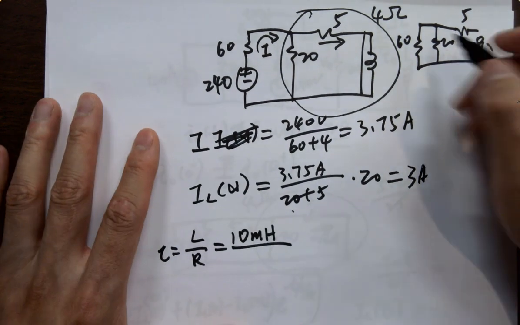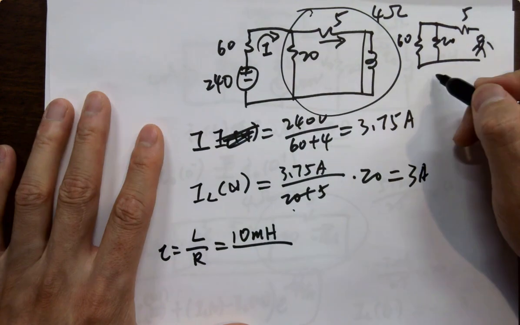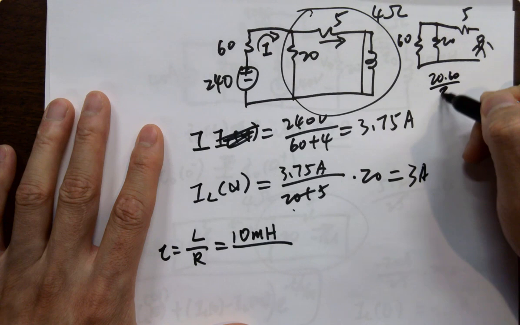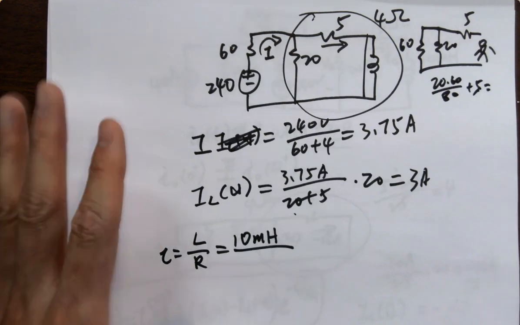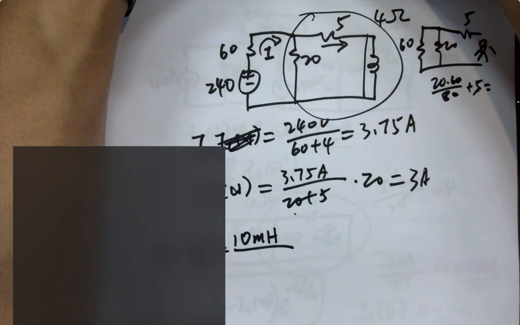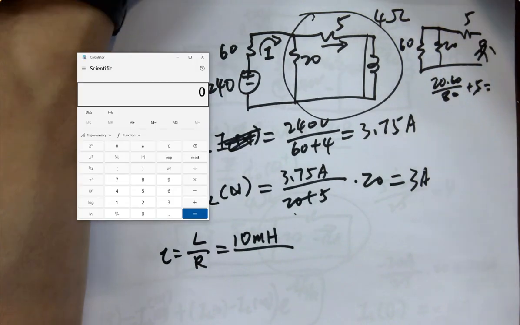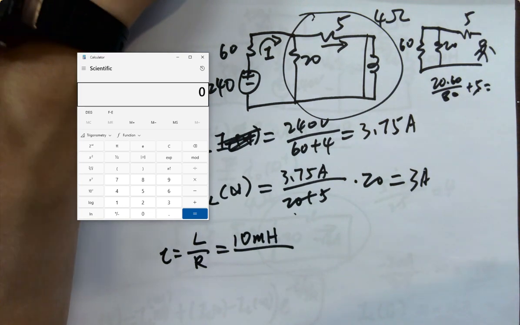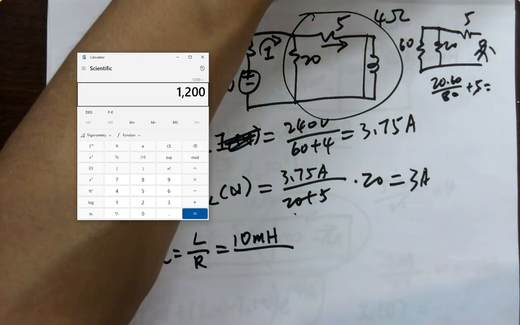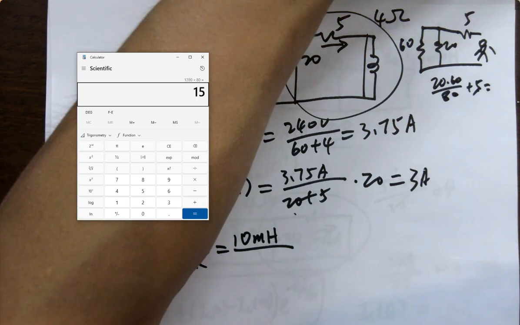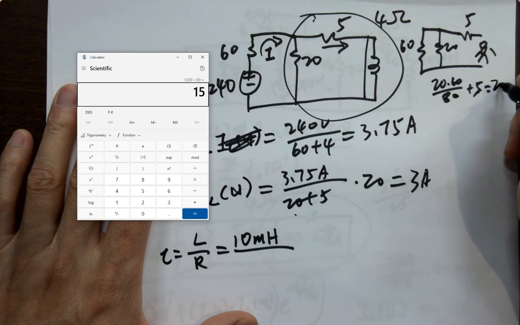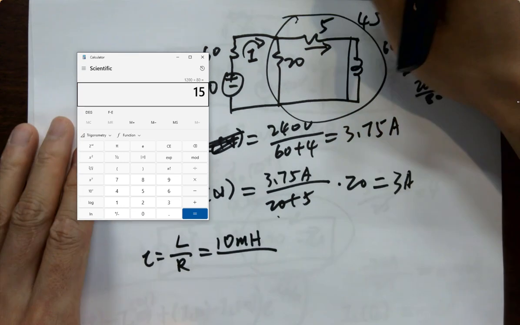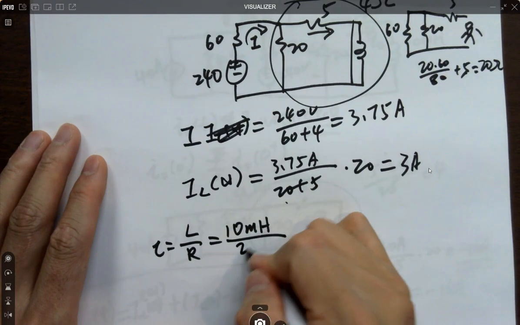So what is the R? 20, this is 60, 80, right? Plus 5, which is... No, it's 20 ohms. So this is about 20 ohms.